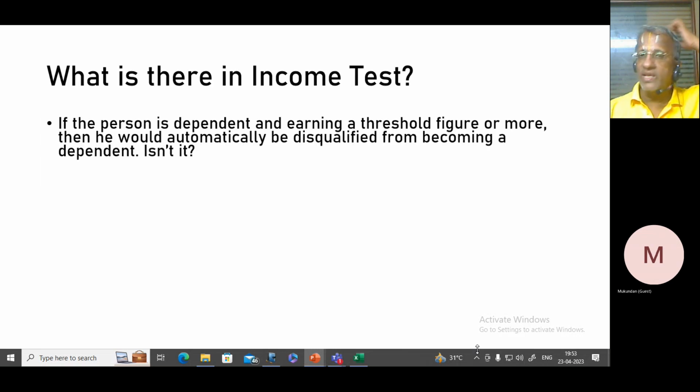Now, what is that income test that you have? If the person is dependent, we are talking about only dependency, that is dependent relative or qualifying relative. If the person is dependent and earning a threshold figure or more, then he would automatically be disqualified from becoming a dependent. Quite naturally, when a person is really independent, where his income is extraordinary, then why would he be considered as a dependent on somebody else when he is having an independent income? What is that threshold amount?